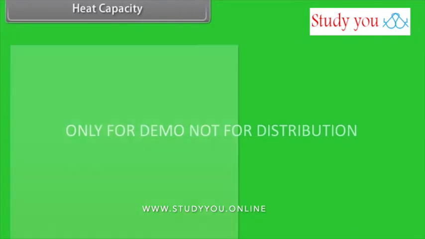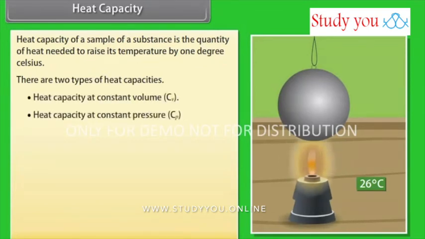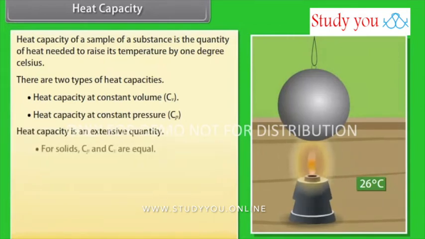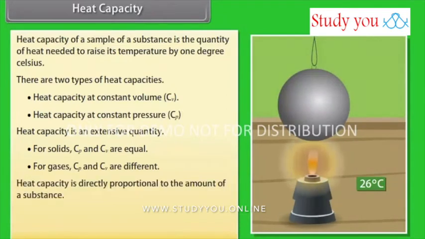Heat capacity. The heat capacity of a sample of a substance is the quantity of heat needed to raise its temperature by 1 degree Celsius. There are two types of heat capacities: heat capacity at constant volume and heat capacity at constant pressure. Heat capacity is an extensive quantity. For solids, Cp and Cv are equal, and for gases, Cp and Cv are different. Heat capacity is directly proportional to the amount of a substance. Q is equal to the product of Cv and delta T, where delta T is equal to Tf minus Ti.